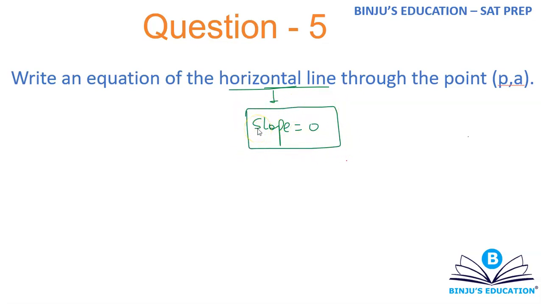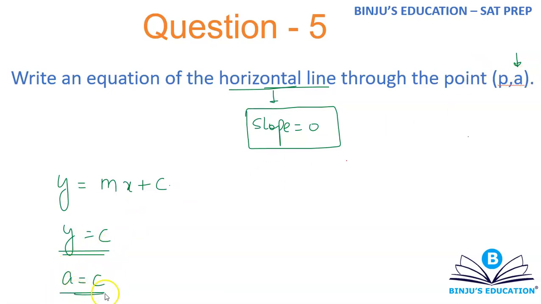Then your slope is equal to 0. So I know the slope-intercept form of a line is y is equal to mx plus c, right? If the slope is 0, you'll be left with y is equal to c. That's it. What is the value of y here? The value of y is a. You can replace c by a, because if the value of y is a, then a is equal to c, because you need to calculate c, plug in the value here, and you'll get y is equal to a.